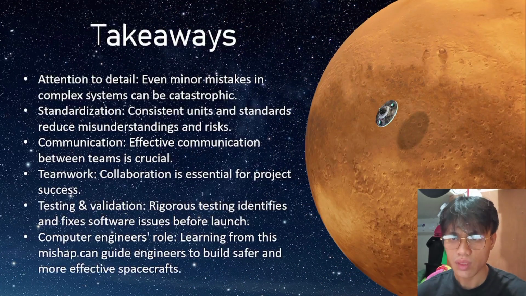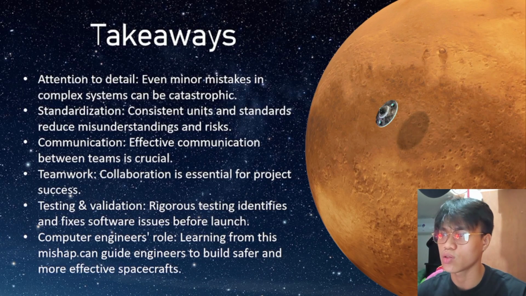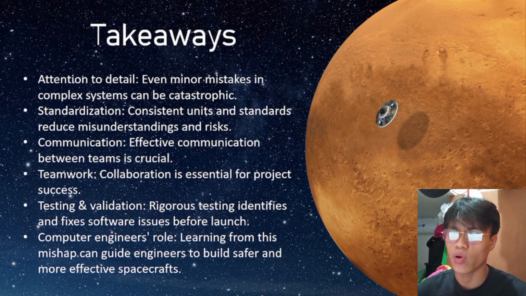The incident with the Mars Climate Orbiter highlights how crucial careful attention to detail is. It emphasizes how important it is for engineers to double and triple check every part of their work, because even small mistakes can have disastrous results. Standardized terminology and unambiguous guidelines reduce the possibility of miscommunication.